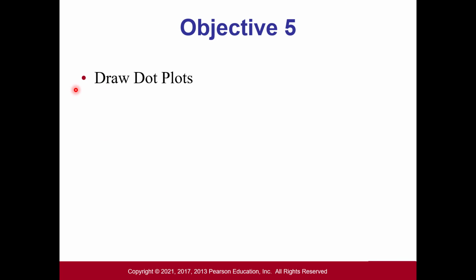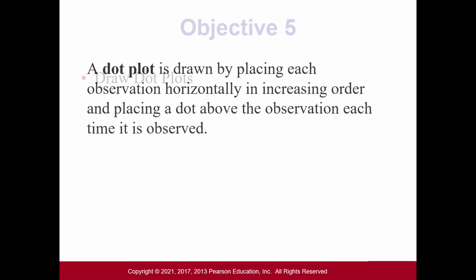Next, let's talk about drawing dot plots. A dot plot is just drawn by placing each observation horizontally in increasing order, and then placing a dot above the observation each time it's observed. So it's sort of like tallying, but in an organized manner.